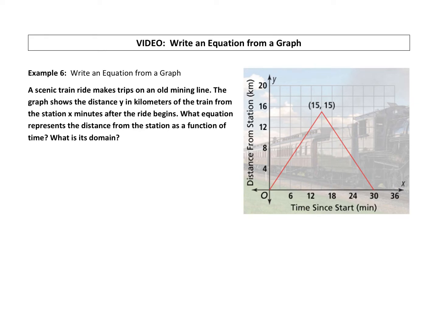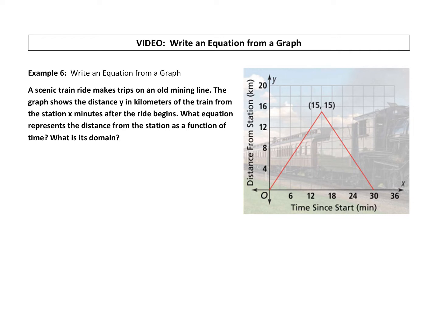All right, last example here. Let's write an equation from a graph. A scenic train ride makes trips on an old mining line. The graph shows the distance y in kilometers of the train from the station x minutes after the train ride begins. What equation represents the distance from the station as a function of time?